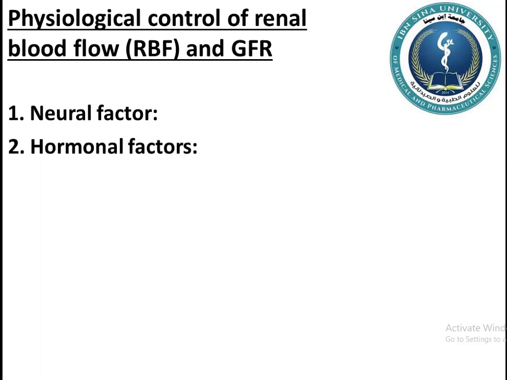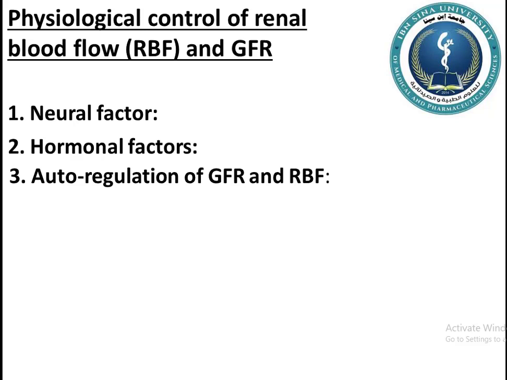Hormonal factor. Different hormones will affect the function of the kidney. From these hormones: renin, which is secreted by the juxtaglomerular apparatus; angiotensin 2, which is also from the renin-angiotensin-aldosterone system discussed later on; and other hormones.